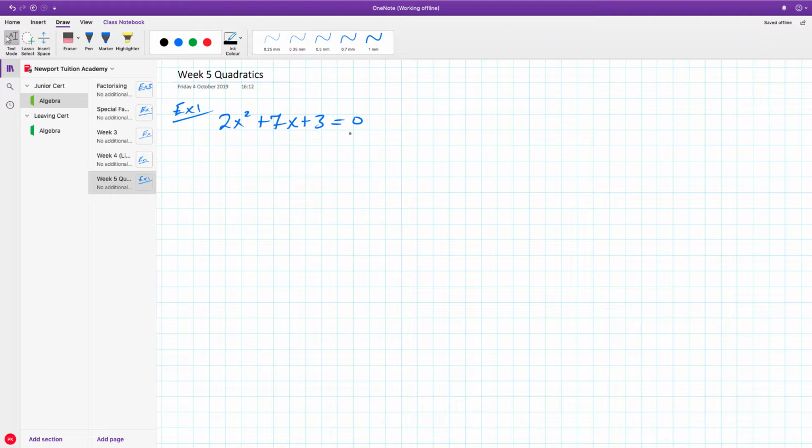7x, what can I multiply by 7x to get 7x squared? X. What can I multiply by 7x to get 7x? Take out the highest common factor, and then work out what you need to multiply by.